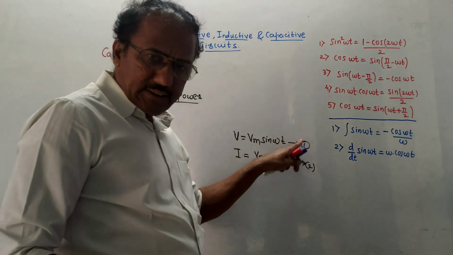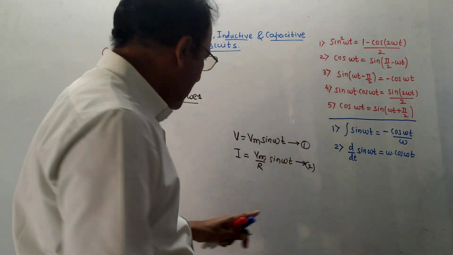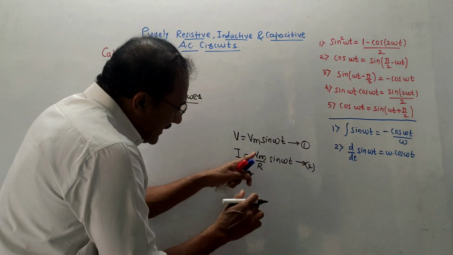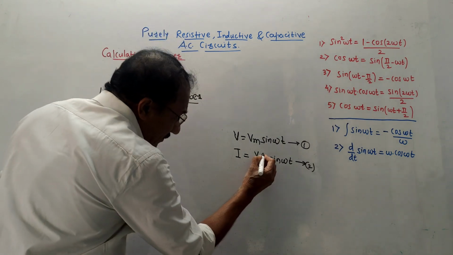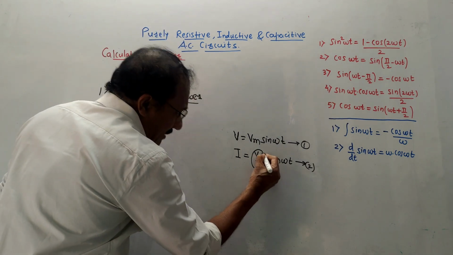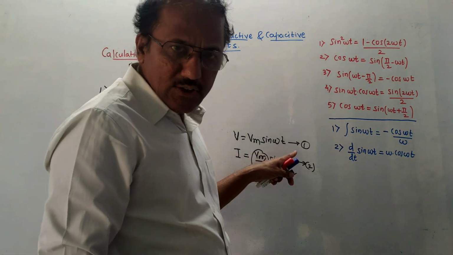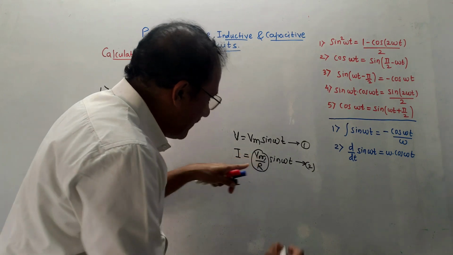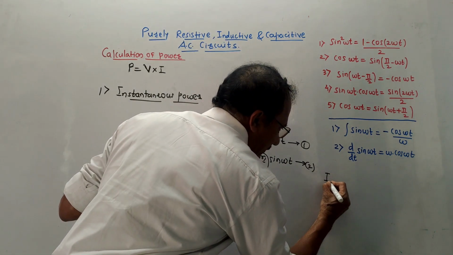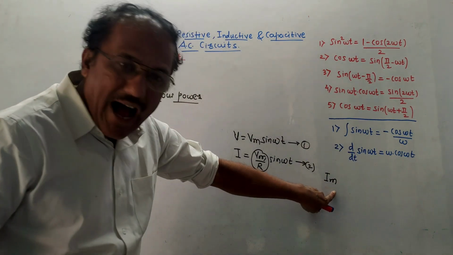We have already discussed these two equations. One important part: this equation of I is Vm upon R. This is equation number 2. Vm is the maximum voltage, which is a constant term. R is resistance, which is a constant term. So this value Vm upon R can be replaced by the term Im.